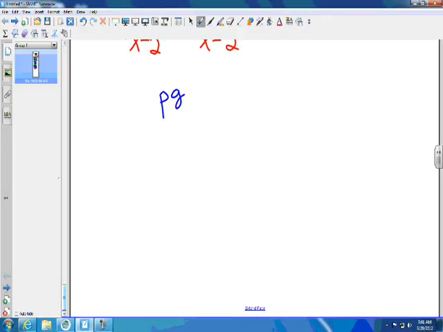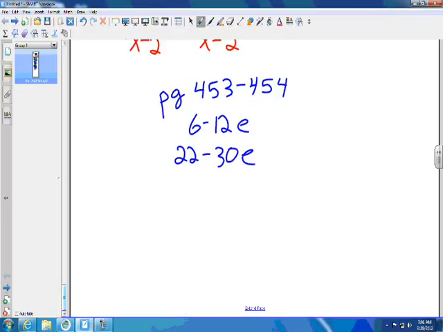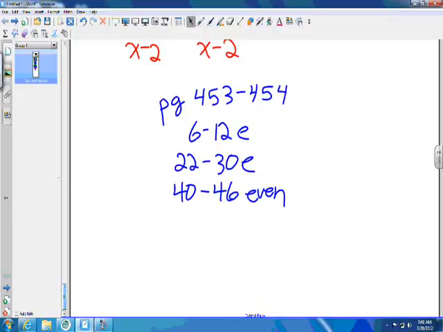Which is on 453 and 454. 6 through 12, even. 22 through 30, even. And 40 through 46, even. What? It's like 13 problems. Any other questions?